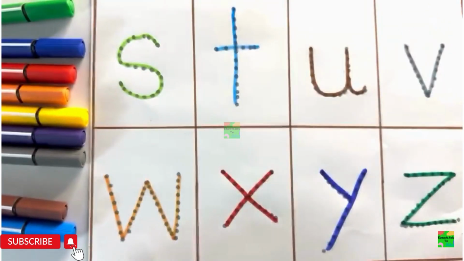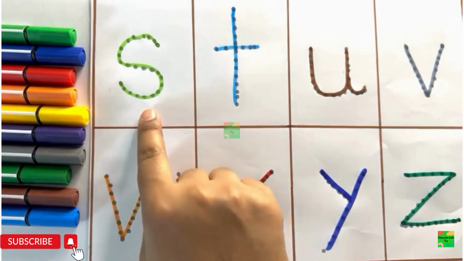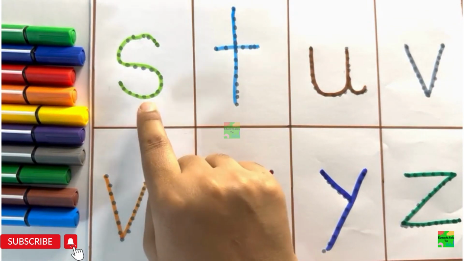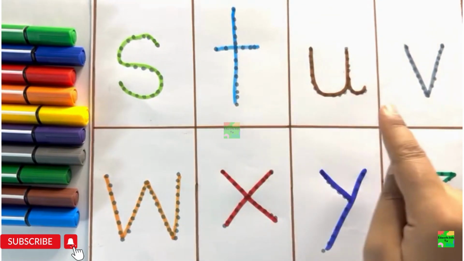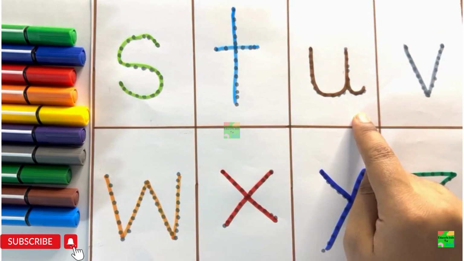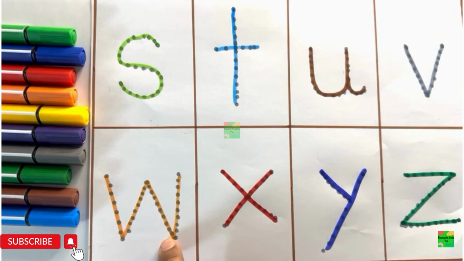Green color, dark green color Z. Z, Z, zebra. Okay, I hope you have learned a lot. Let's revise it now. S, S, S, sun. T, T, T, tiger. U, umbrella. V, V, V, van. W, W, W, watch. X, X, X, X-ray. Y, Y, yellow. And Z, Z, Z, zebra.